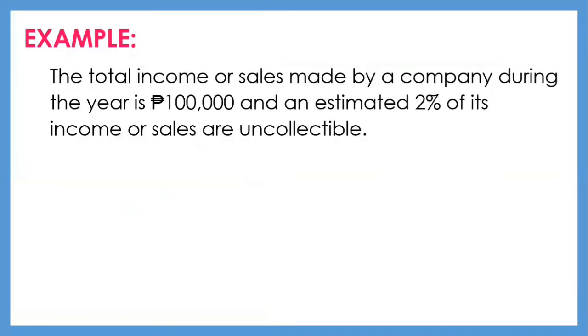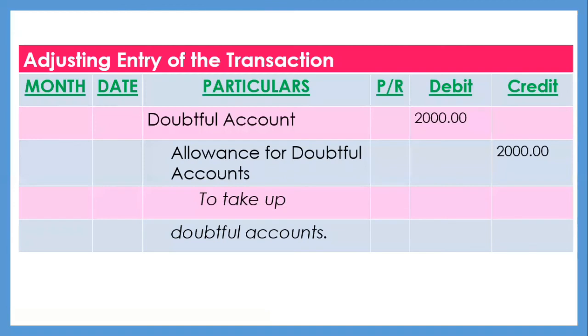So for example, the total income or sales made by a company during the year is 100,000 pesos, and an estimated 2% of its income or sales are uncollectible. And so the entry will be, a doubtful account will be debited amounting to 2,000 pesos, and allowance for doubtful accounts will be credited amounting to 2,000 pesos. And the brief description, that would be to take up doubtful accounts.